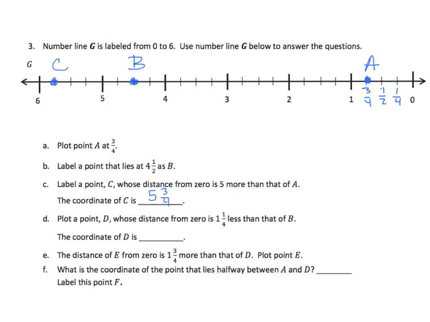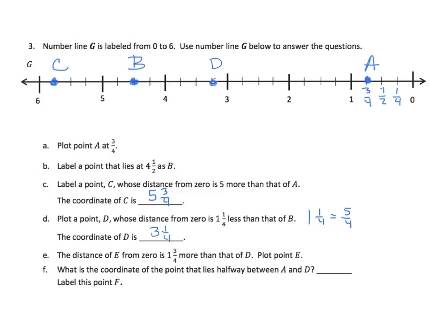It says plot point D, whose distance from 0 is 1 1/4 less than that of B. Okay. Well, 1 1/4 is the same as 5/4. So we'll just simply move down 5/4 or 5 tick marks. 1, 2, 3, 4, 5. Plotting it at 3 1/4. And we'll label that D. And write in 3 1/4.